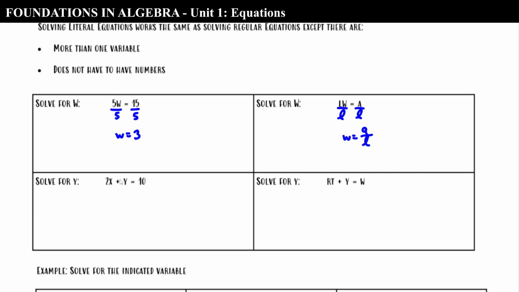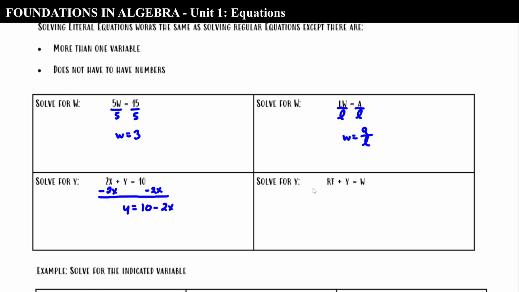Let's look at another example. Here we're asked to solve for Y. To get Y by itself, we've got to get rid of this 2x. We get rid of 2x just like we would any other way. We're going to subtract 2x from each side. And when we do that, we get Y equals 10 minus 2x. Now Y is by itself, this is what Y equals, and we have no Y's on the right hand side. That's very important. Whatever variable you're solving for, it has to be by itself on one side and it cannot show up on the other side.